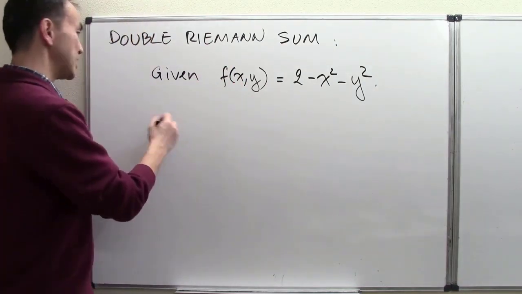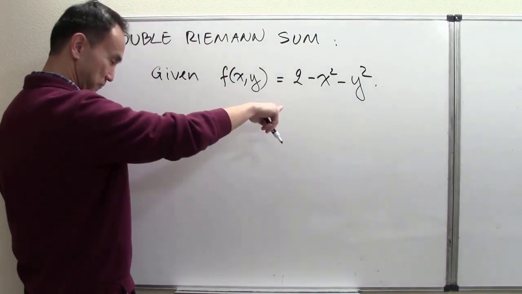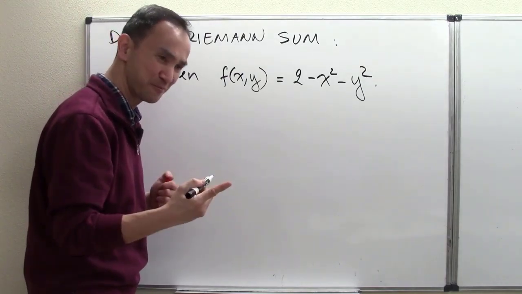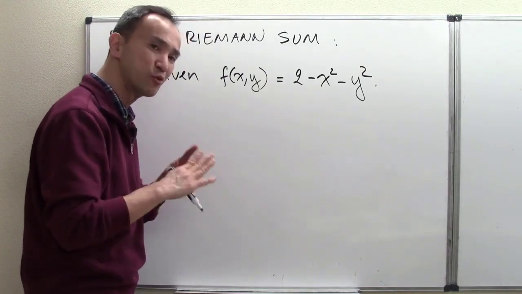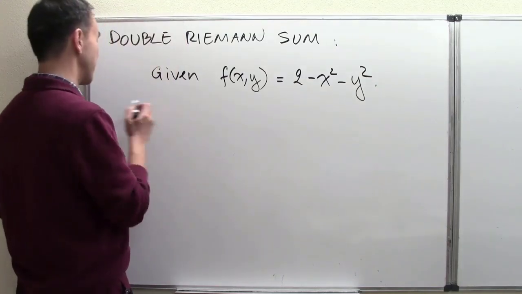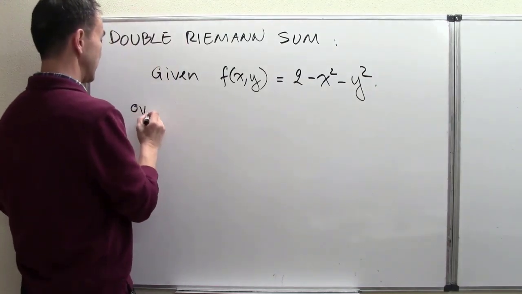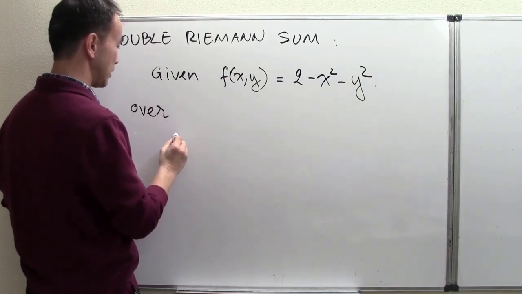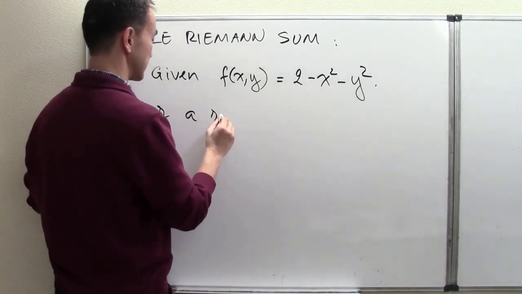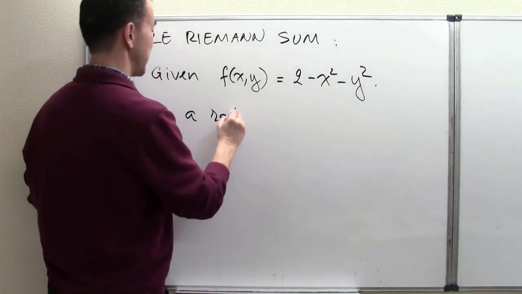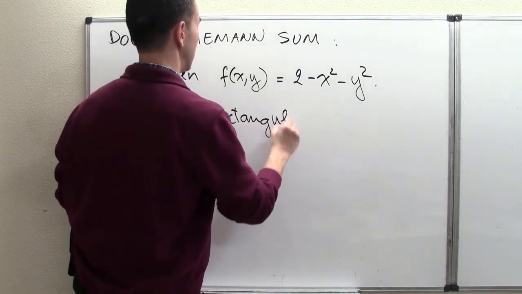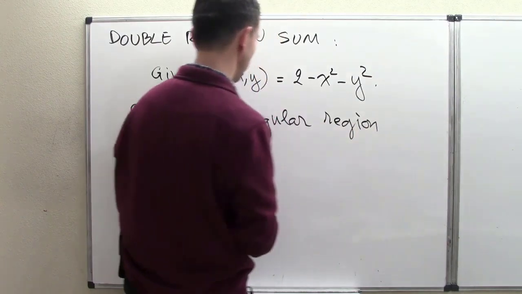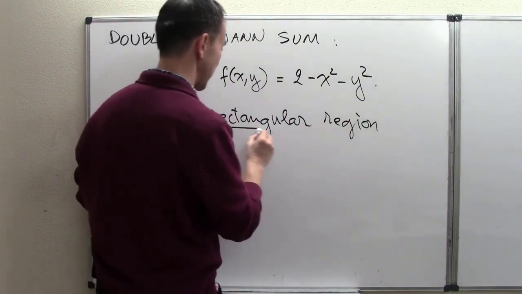For now, let me start out with this function, and we're on a given rectangular region. Note my words right here: we're working specifically on a rectangular region. So now we have that function over the region, which I'm going to call R, a rectangular region. Okay, so underline that word, rectangular region.